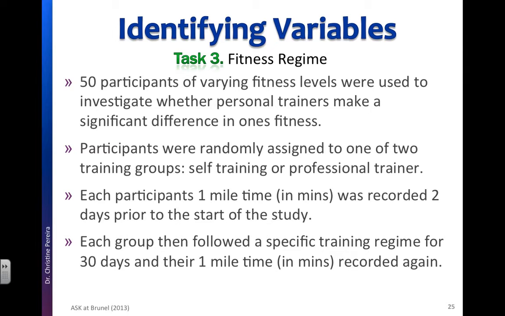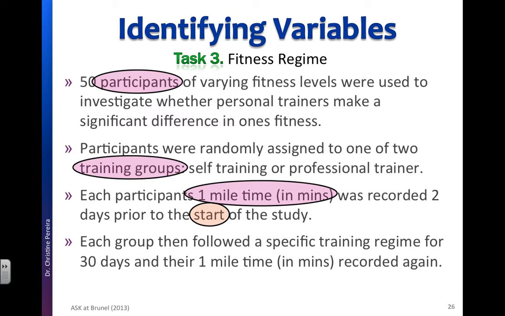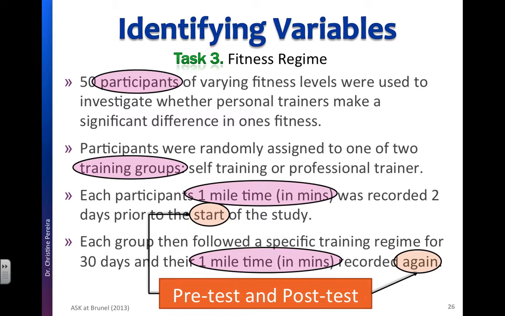Okay, so my first variable is always going to be my participants. My second variable is these training groups, and because they're independent, meaning it's a self-train or a professional trainer, but not both, I just have one variable called training groups. Now my next one is the mile time at the start of the study. And my final variable is the mile time at the end of the study. So this is a pre-test, post-test scenario where I have a repeated measure.